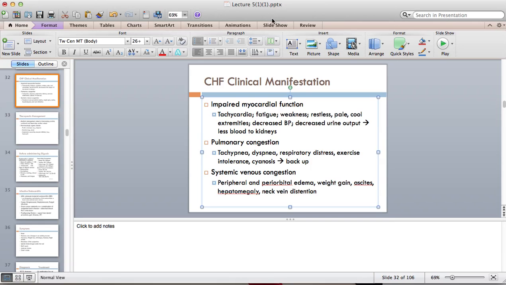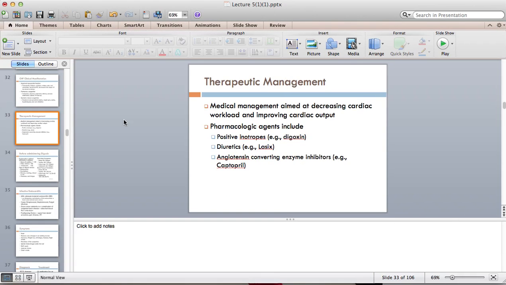So how do we manage that? We would like to decrease the workload of the heart as much as we can. Because the heart is just pumping and turning away, we would like to decrease that in order to make the work of the heart more efficient. And we can use medications to do that. Our number one medication that we like to use will be the digoxin. You have to know the digoxin in and out, front and back, left and right. Everything about the digoxin.